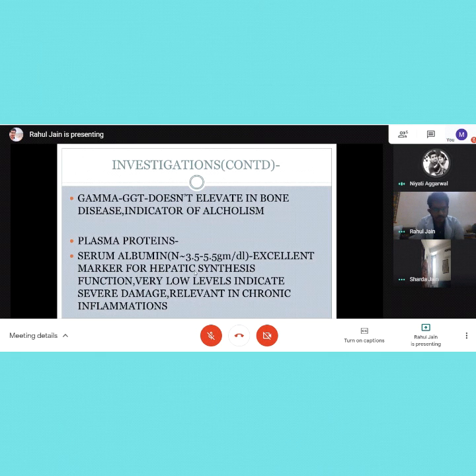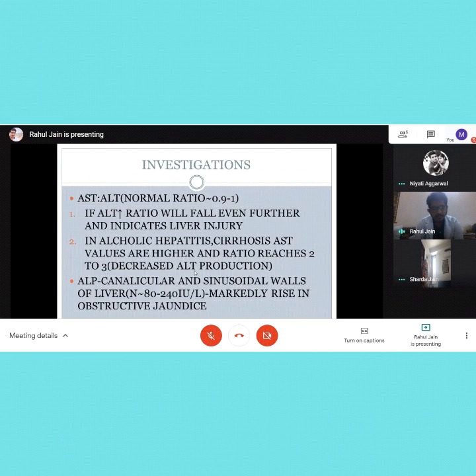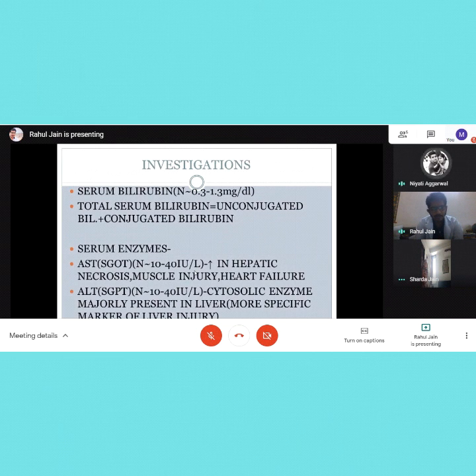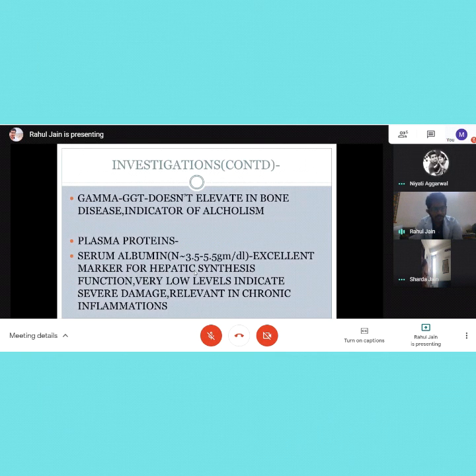So we realized that the liver has multiple functions. One function was excretion and processing of bilirubin, which I can detect through serum bilirubin. Then hepatic necrosis or hepatic injury I can detect through serum enzymes. Then hepatic synthesis function, I can detect through serum albumin. This is an excellent marker for hepatic synthesis function, and very low levels of serum albumin indicate severe damage, and it is not a good prognosis.